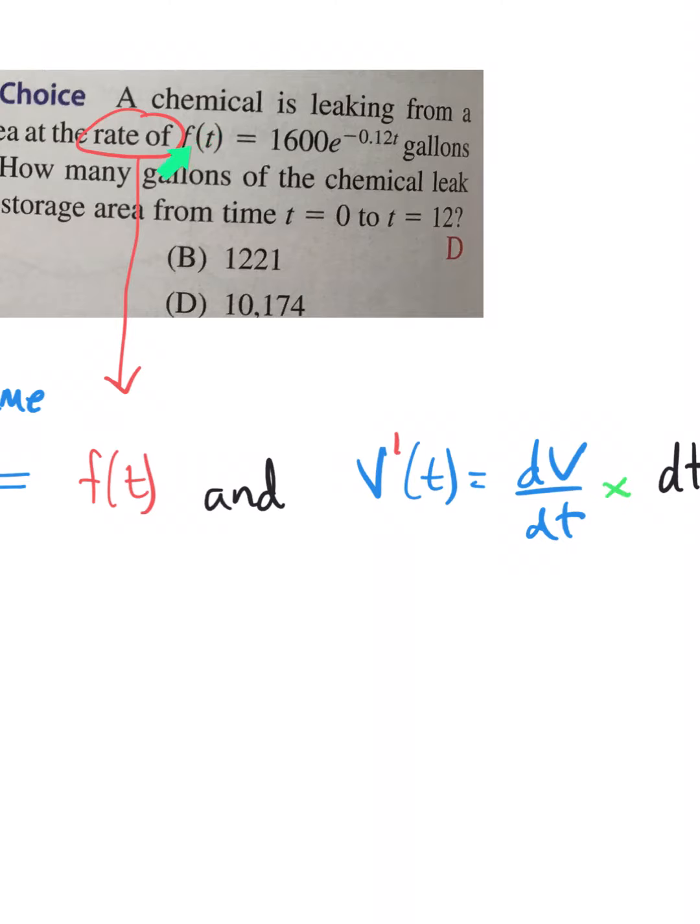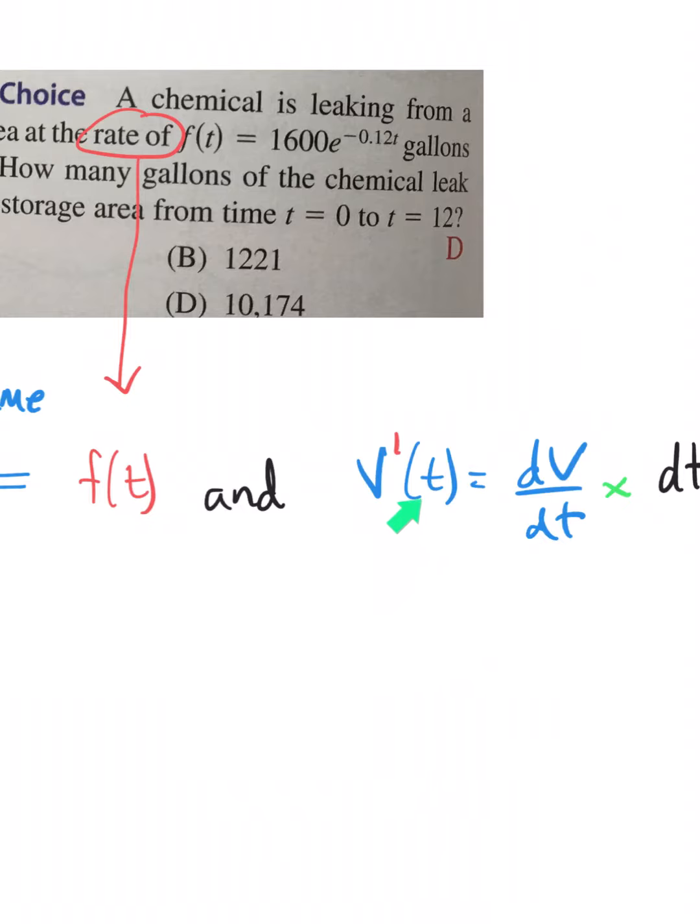So the chemical is leaking, and this is the rate, in gallons per hour, at which it's leaking. So we can talk about the volume of chemicals, and V prime of t is the derivative, or the rate of change of volume with respect to time. So V prime of t is f of t.